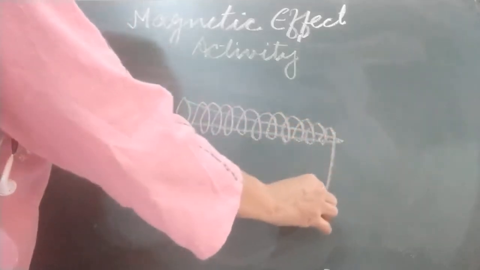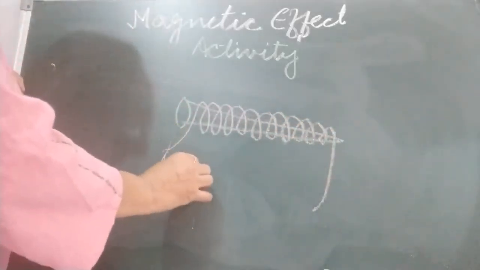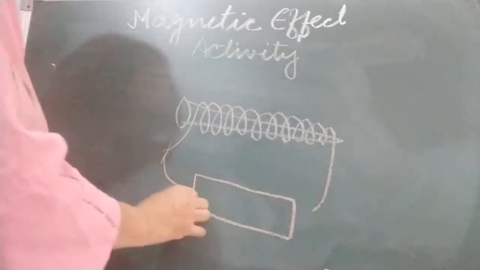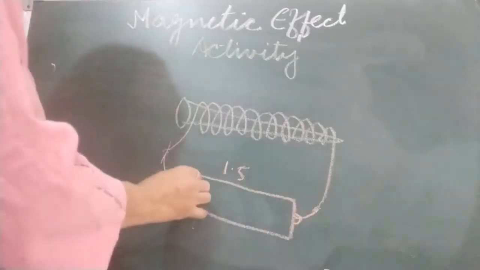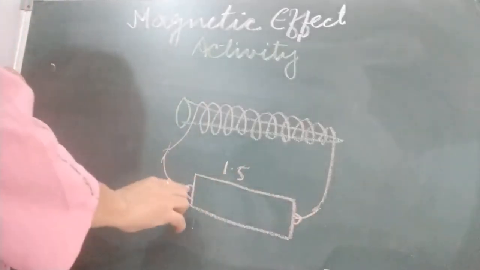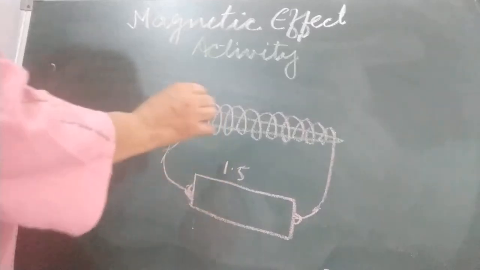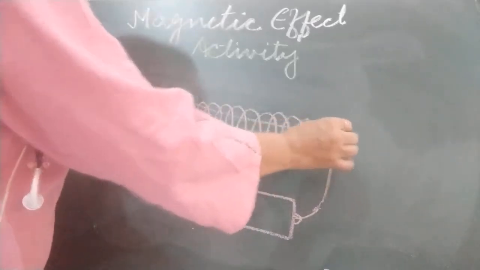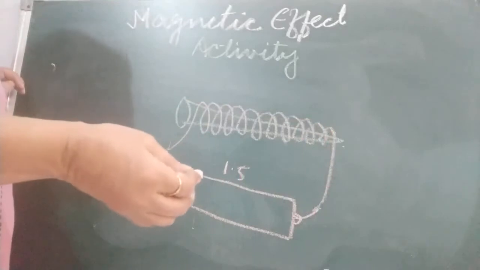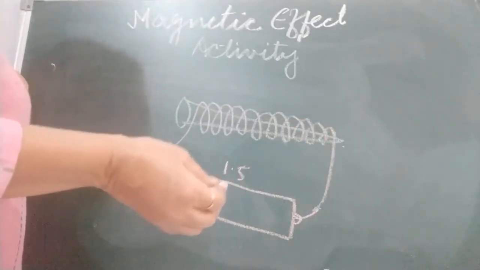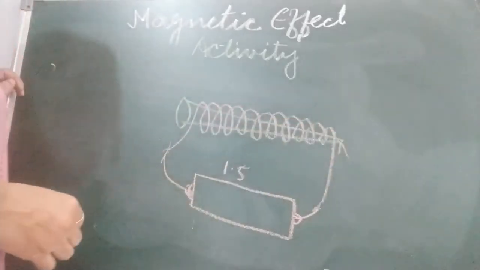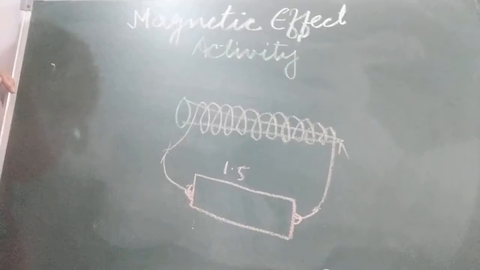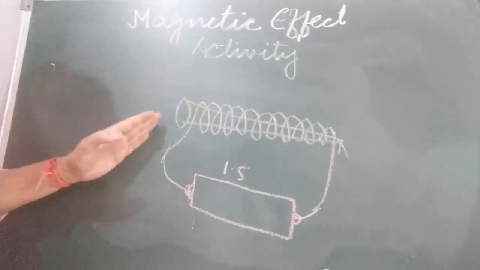You do this. Okay. And then you take one cell of 1.5 volt. And just you attach both the ends of the wire. Fix it. Okay, fix with the tape. And after some time, you bring some small pins, nails, or stapler pins. You'll find this tip of the nail is attracting these things. So this is the safety pin gets attracted to the iron nail.